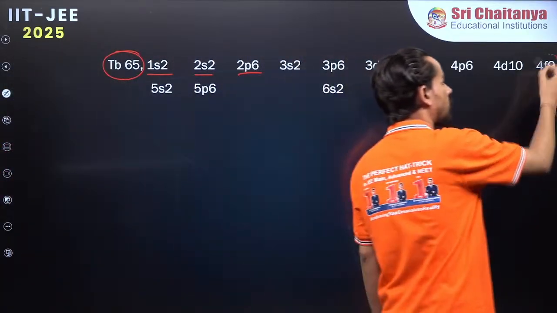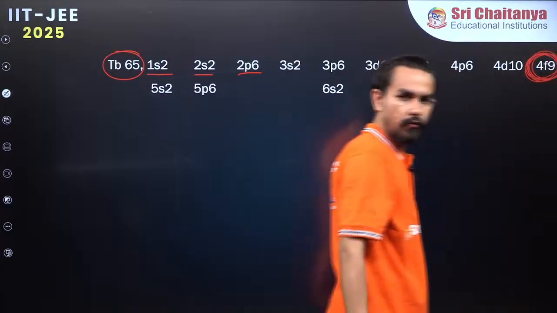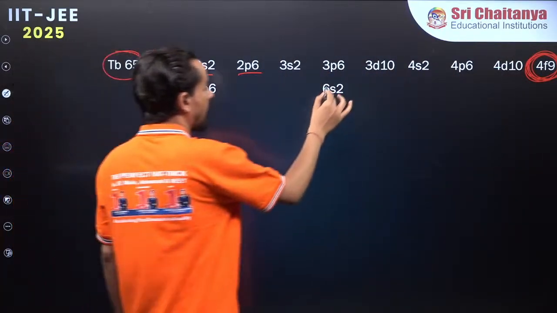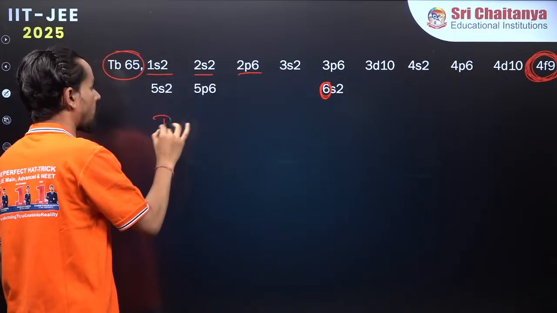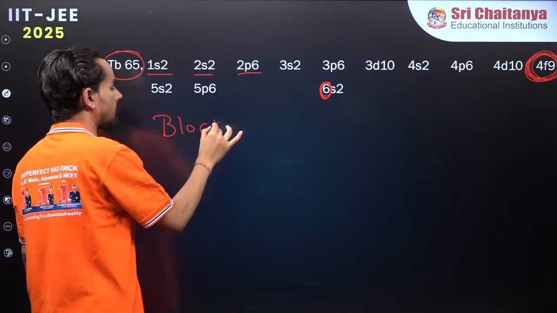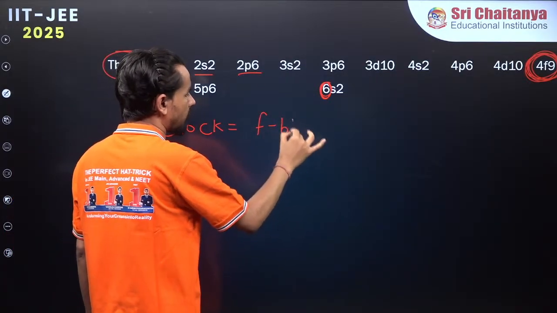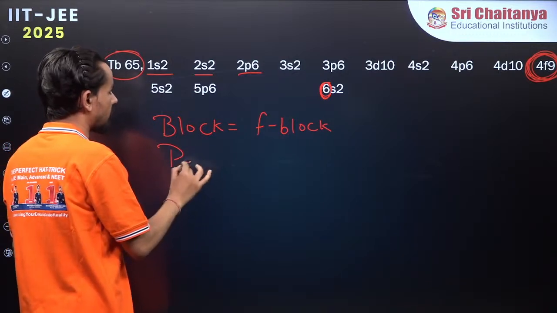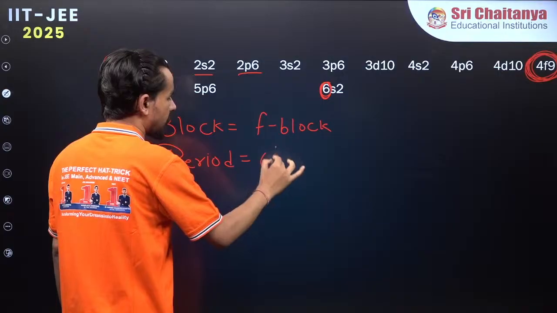Where is the last electron going? See, the highest energy orbital is 4f, 4f9. And the highest shell is 6. Because the last electron is going into 4f, the block will be f block. Similarly, the highest shell, which defines the period, will be the sixth period.